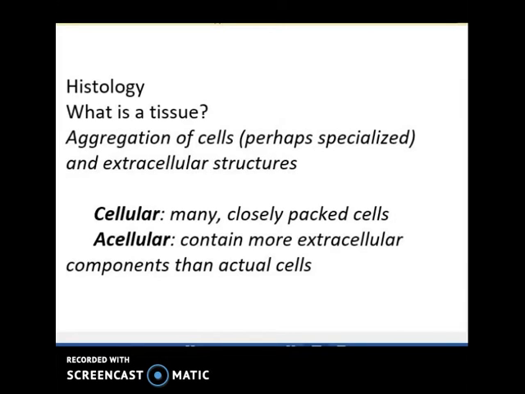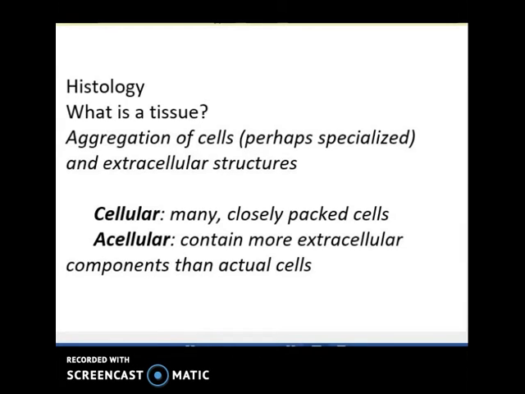Just as it sounds, cellular tissues have more densely packed cells in them than acellular tissues do. Acellular tissues have way more of that ground substance, for example proteins, globulins, electrolytes, all that kind of stuff. It's more of that liquid ground substance than it is that densely packed cell type.